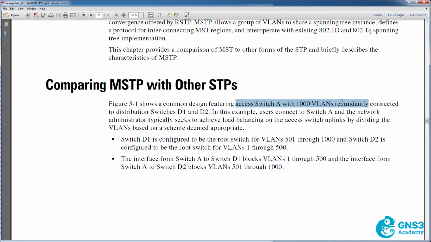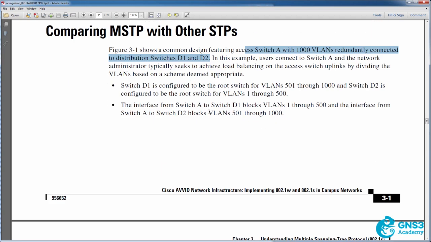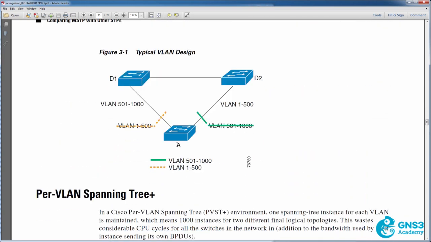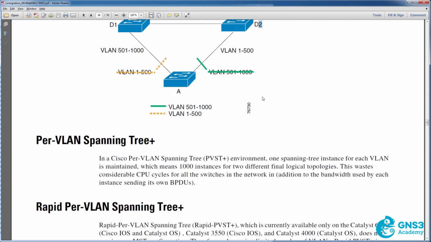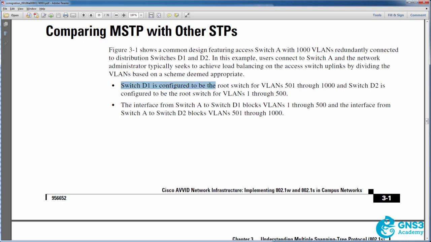Imagine you had 1,000 VLANs on switch A, which is connected to both switch D1 and D2. So in this topology, switch A has 1,000 VLANs. D1 is going to be the spanning tree root for some VLANs, and D2 is going to be the spanning tree root for other VLANs. So switch D1 is configured to be the root for VLANs 501 to 1000. D2 is the root for VLANs 1 to 500.